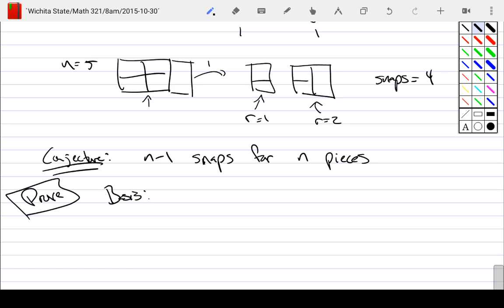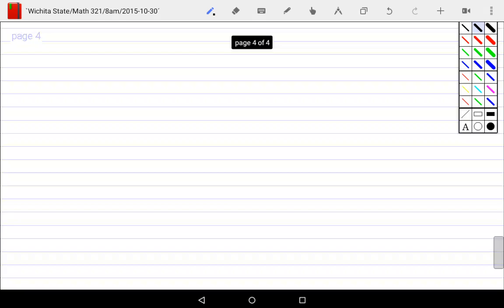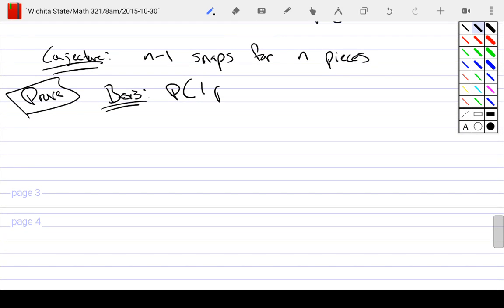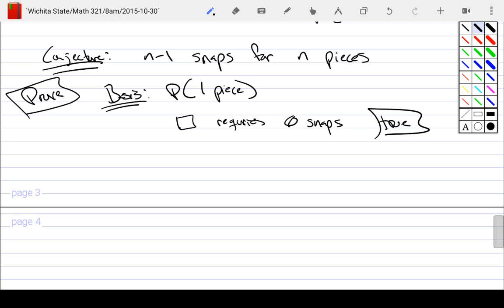What's your basis? P of how many pieces? 1 piece, right? Well, this piece requires how many? 0 snaps. So true, right? No snaps for 1 piece. Just leave it alone. It's unity.